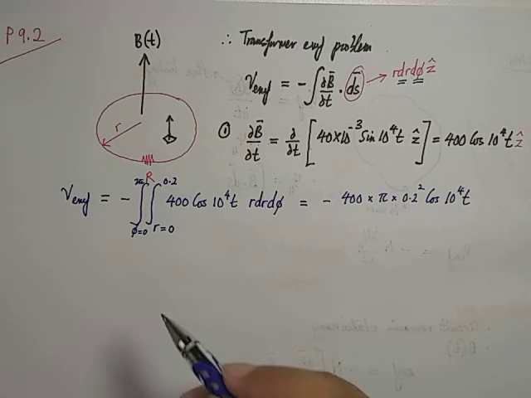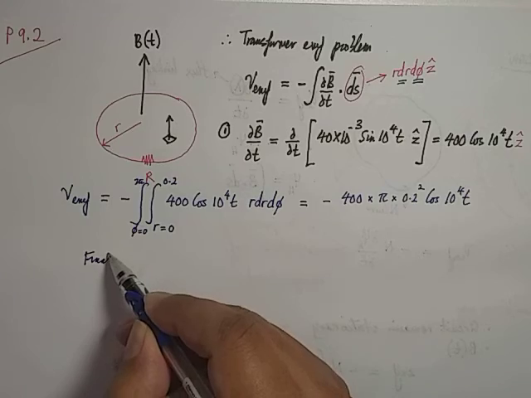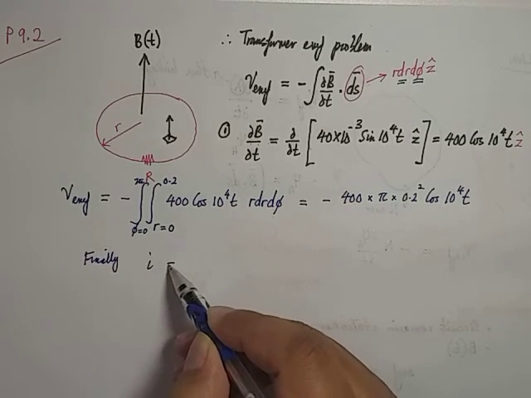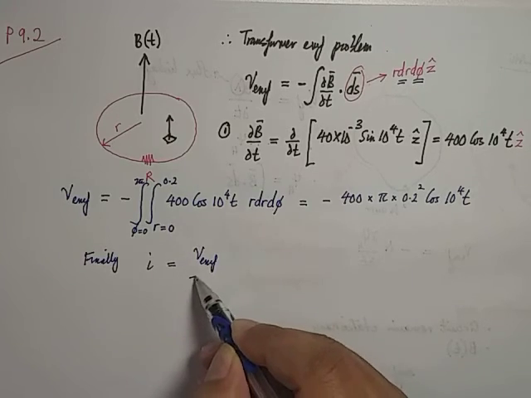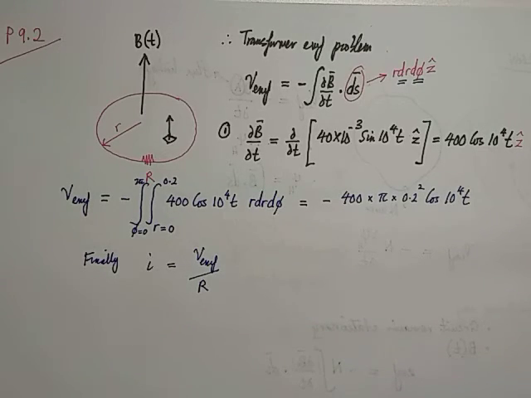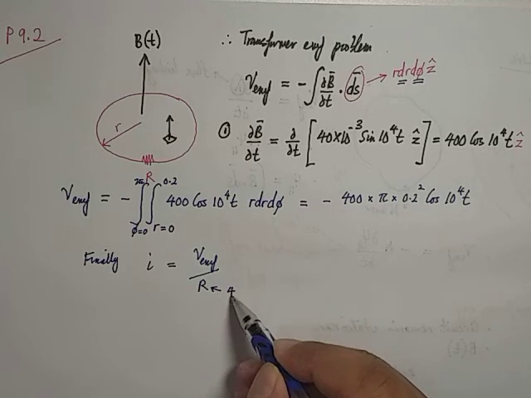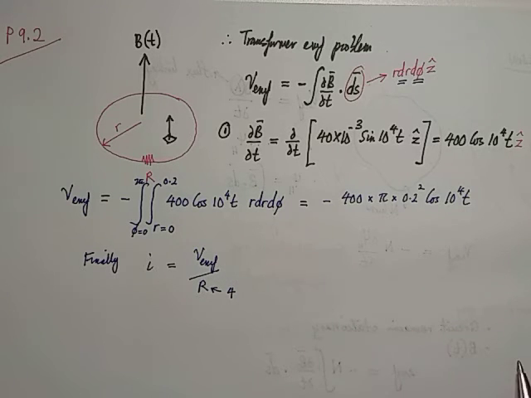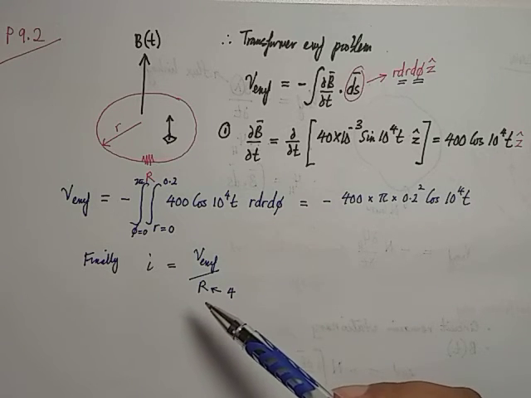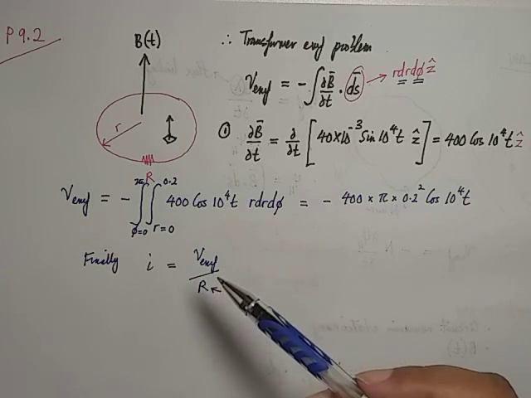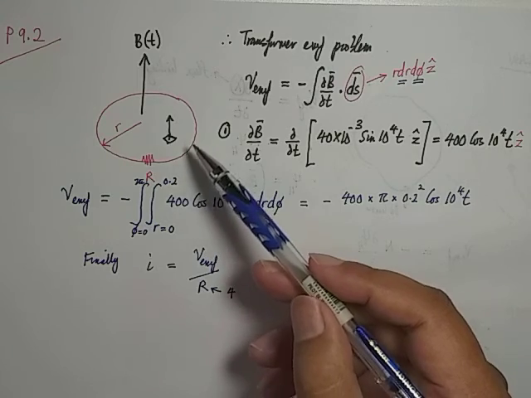Now the question asks for I. So finally, I is equal to VEMF divided by R. R given here is equal to 4, so we just substitute R with 4, and then substitute the V with whatever we obtained up here. Based on this solution, what should be the way we define the current? That's what is important. For us engineers, we cannot just leave the solution in terms of numerical value. We need to define how the current actually propagates or flows in this circuit.